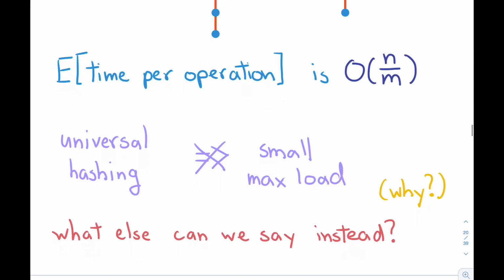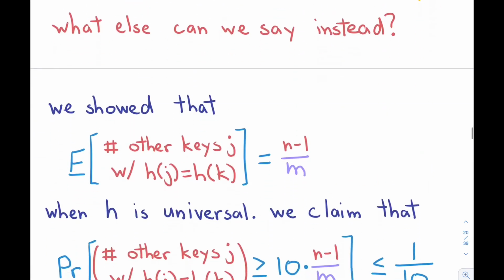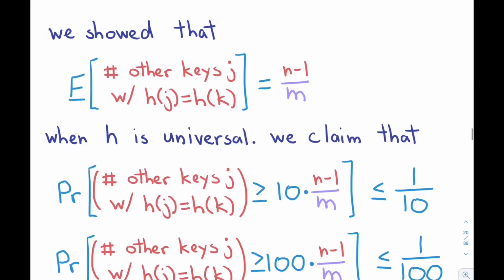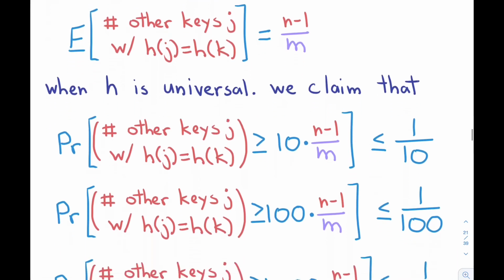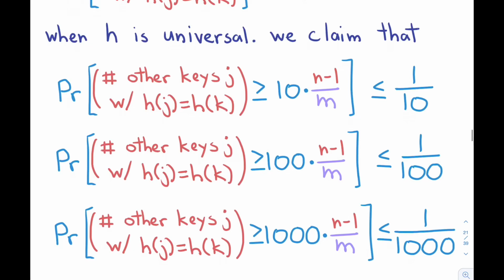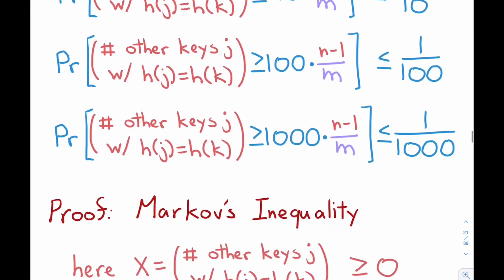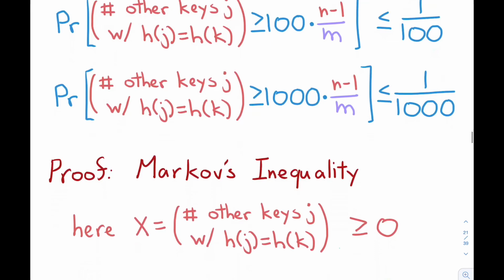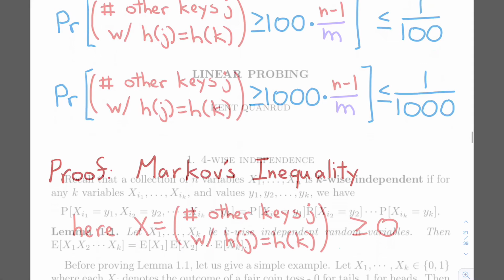While the expected time per operation was something like big O n over m, it did not give us a stronger bound, like being able to bound the maximum load with any degree of confidence. So what could we say instead? We showed that the probability that the number of collisions exceeds the expectation by a factor of 10 was at most 1 over 10, and the probability that the number of collisions exceeded the expectation by a factor of 100 was at most 1 over 100, and then for a factor of 1,000, at most 1 over 1,000. And these all followed from what's called Markov's inequality.